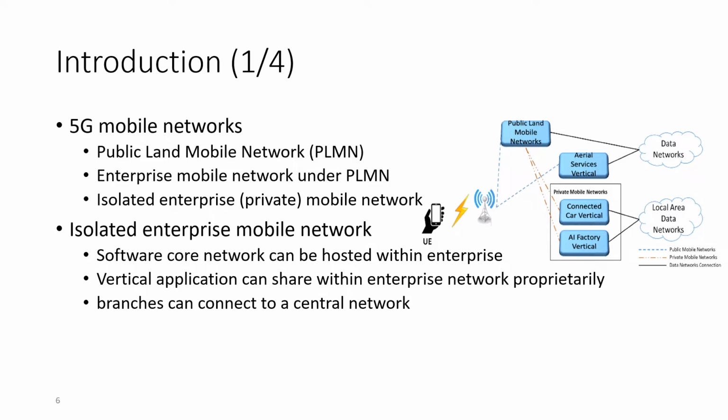So what can we do with the isolated enterprise mobile network? Enterprise with software 5G core network can fully manage their mobile network themselves. Vertical applications such as connected car or AI factory can be shared within the network proprietarily. Big enterprise like TSMC with headquarters and branches can connect to each other using the isolated enterprise network. With isolated enterprise mobile network, the data are safe because the data will not be shared with the public.